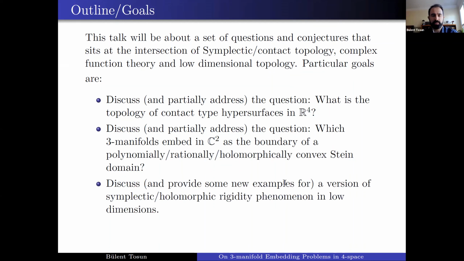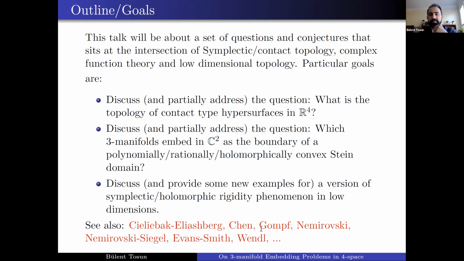And finally, I'd like to discuss and provide some new examples for a version of symplectic holomorphic rigidity in low dimensions. As I said, this will be reporting on some recent work with Tom Mark, but there are some other people and results in the literature who also thought about this question and produced important results. Some of them were particularly influential on the way that we're thinking about these problems. And the nice thing is that our results and techniques will be quite complementary to what they did.